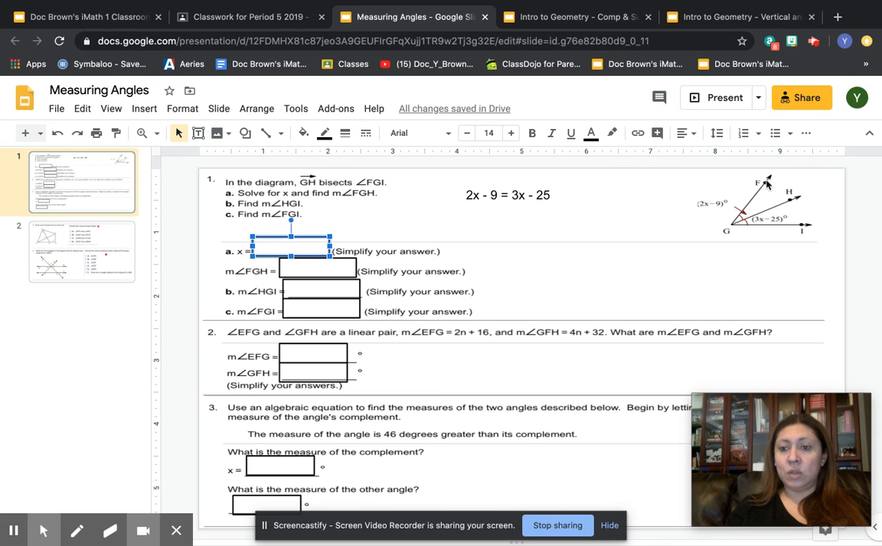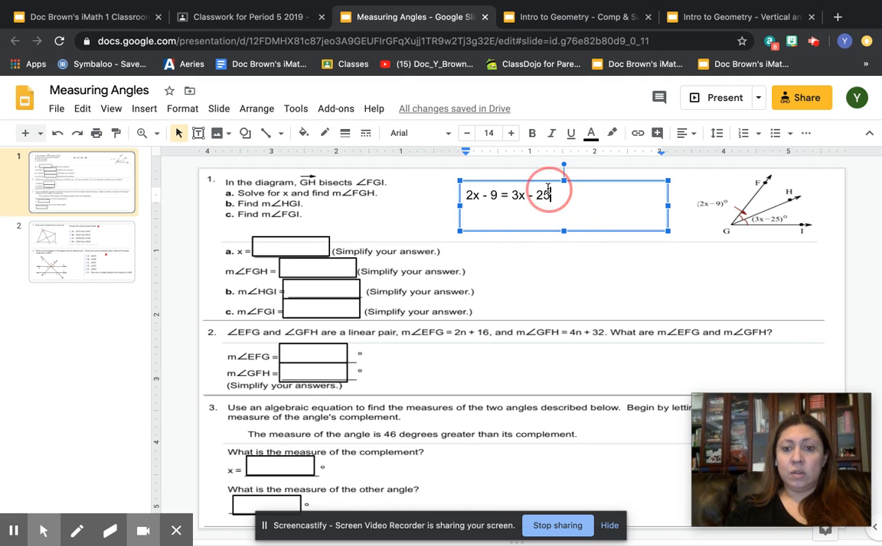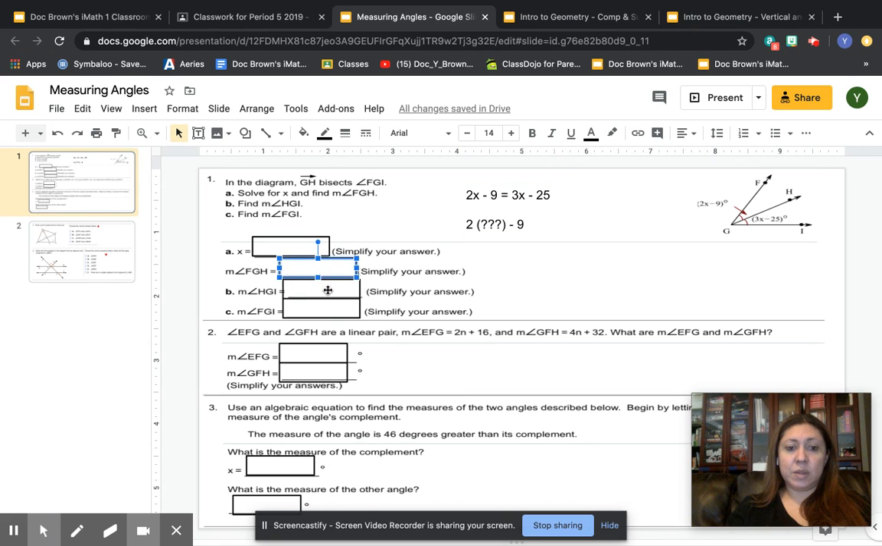This one is asking you for FGH. So what would you do? Whatever x is, put that value, I'll put question marks, into there, minus 9, and then solve it. That would go into that box.